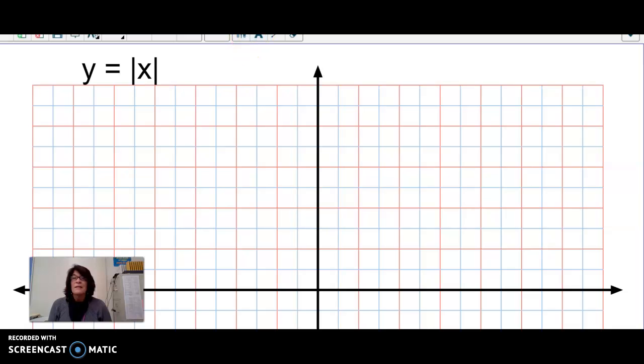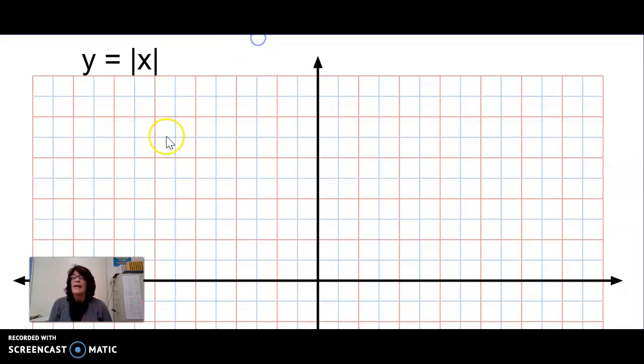Hi, Algebra 2. We are getting ready to look at a new type of function. I know you know what these vertical lines mean around a number. Absolute value, correct? It means how far is a number from zero. Well, let's look at if we would graph y equals the absolute value of x. Okay, let's see what kind of graph that would make.